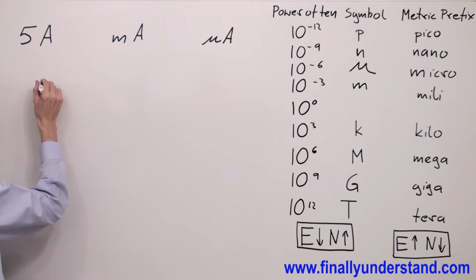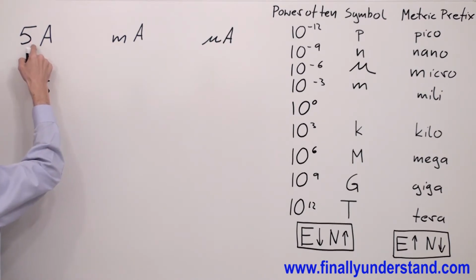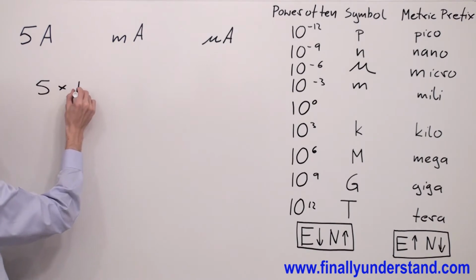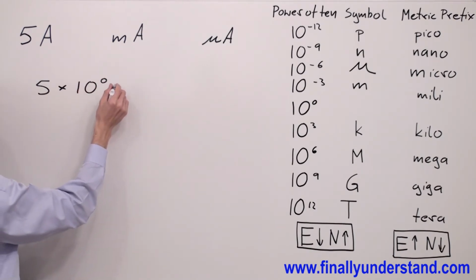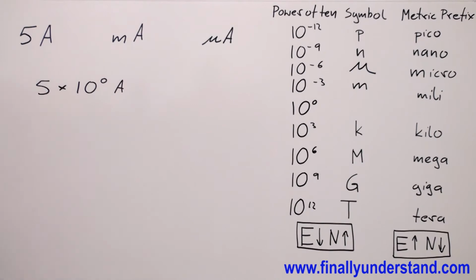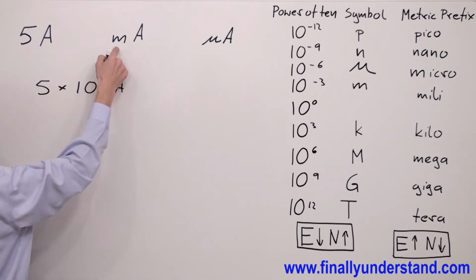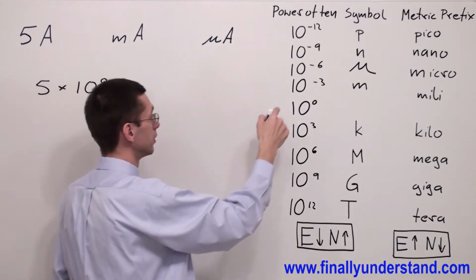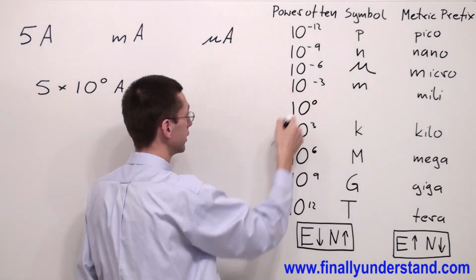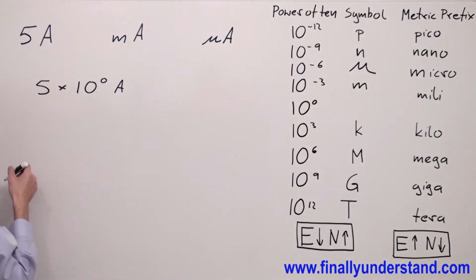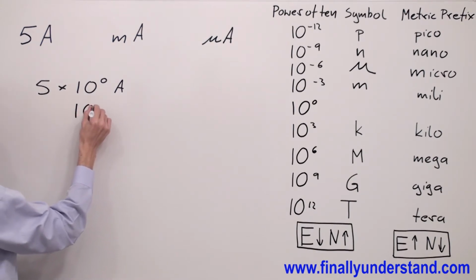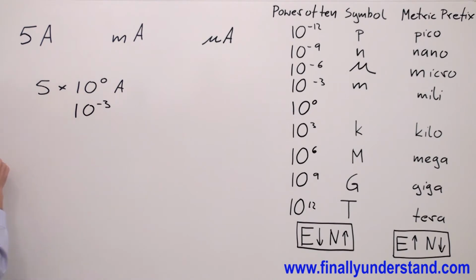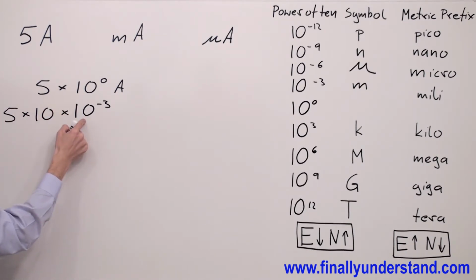So I have 5, and because I have no symbol of the prefix, I simply write times 10 to 0 amps. Next, I have to convert this to milliamps. Milli has power of 10, 10 to negative 3. So I'm going to write over here 10 to negative 3. And what I always do, I simply copy this number, write 5 times 10 times my prefix.